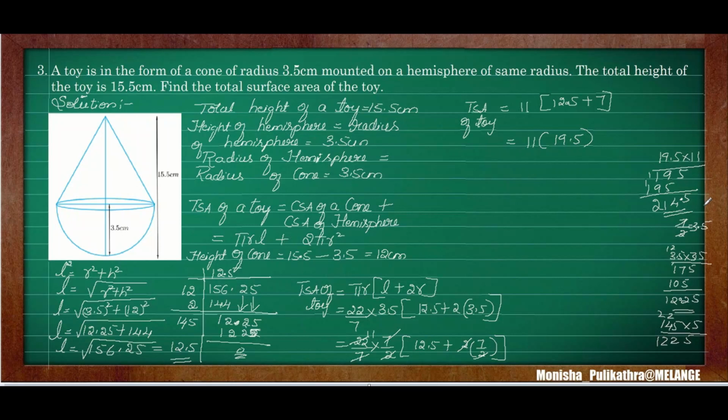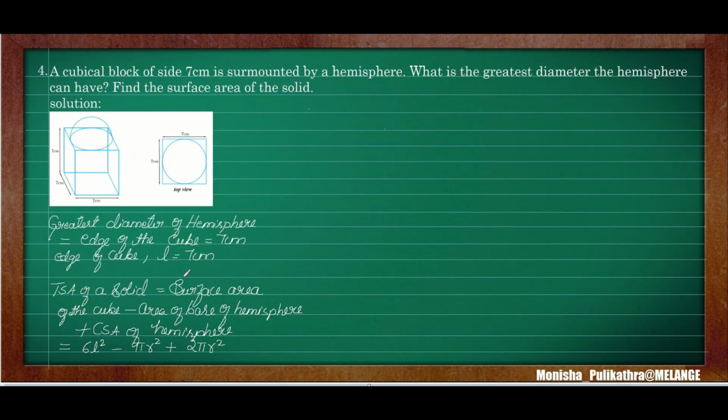So the answer is 214.5. Therefore, the total surface area of the toy is equal to 214.5 centimeter square. Okay, I hope you understood this. Moving on to the fourth problem.